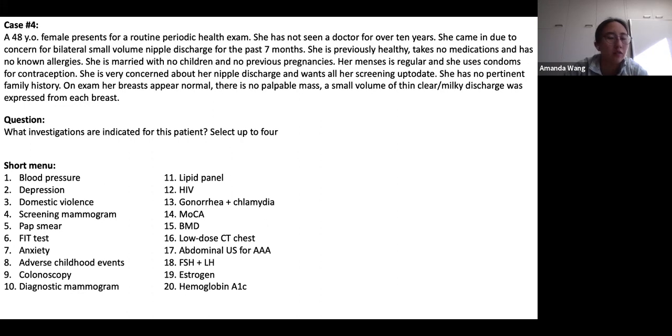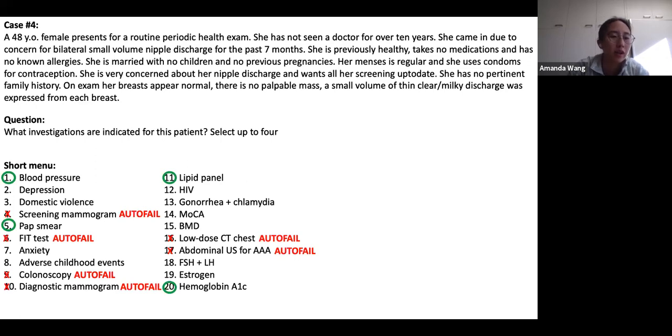The correct answers, if Paul wants to reveal them, include A, blood pressure, B, pap smear, C, lipid panel, and D, A1C. Those would be the autofill questions if you got sucked into the nipple discharge part of things.